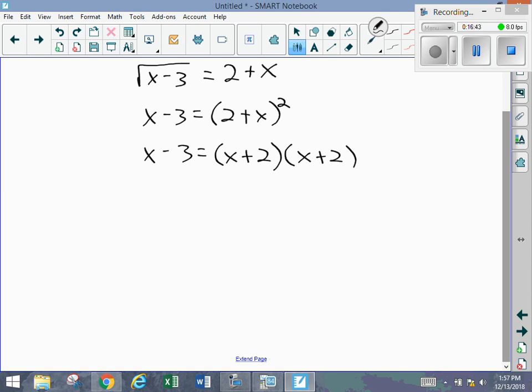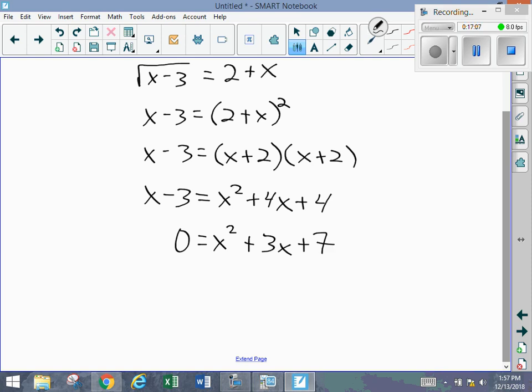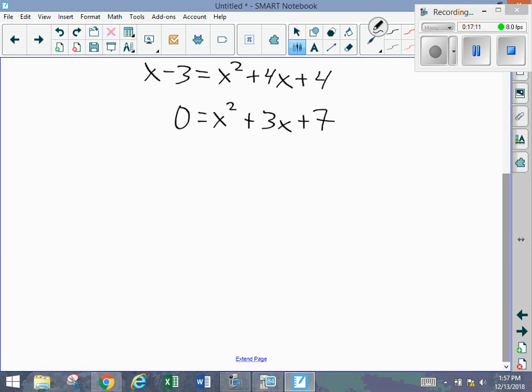Alright, anyhow. So, when I multiply that out, I get that. Now, it looks like I got a quadratic. I'm going to have to get everything over on one side and 0 on the other side. So that means I will go ahead and subtract x from both sides, and also add 3 to both sides. And that's my resulting equation.